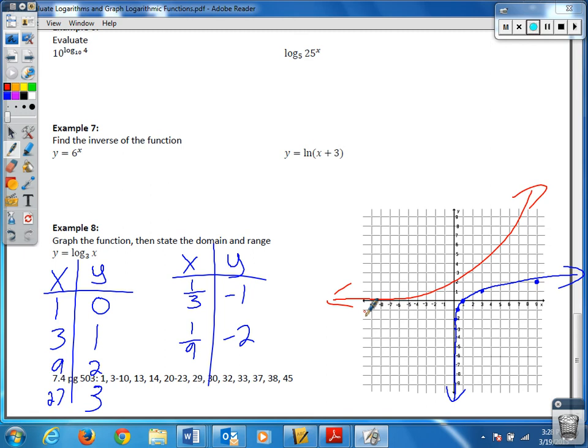Domain, however, will be restricted, just like the range for the original function 3 to the x. So the domain is only positive x values. We only have positive x values here. We never get to 0 because that asymptote gets infinitely close to 0, but never actually gets to 0. And there are no negative x values here. And you can see that just by looking at the graph.